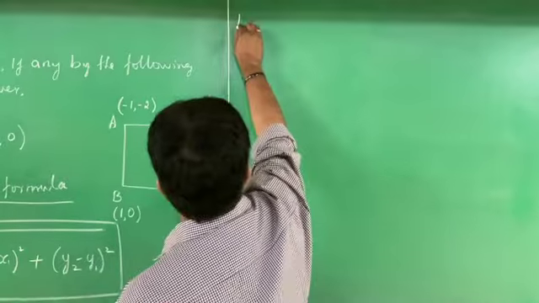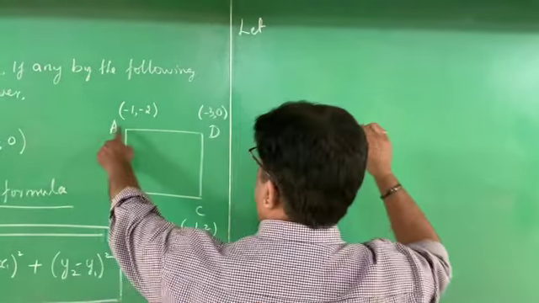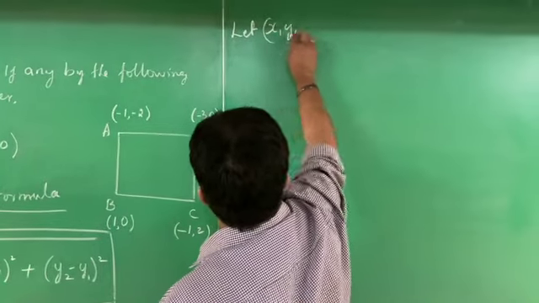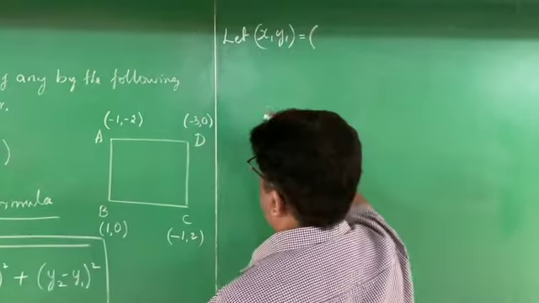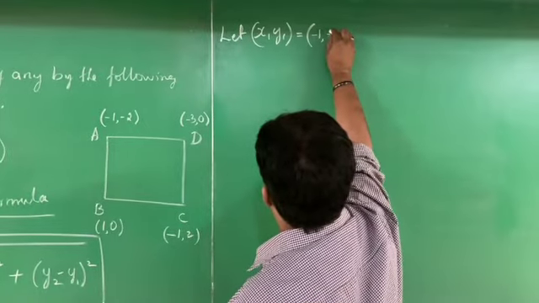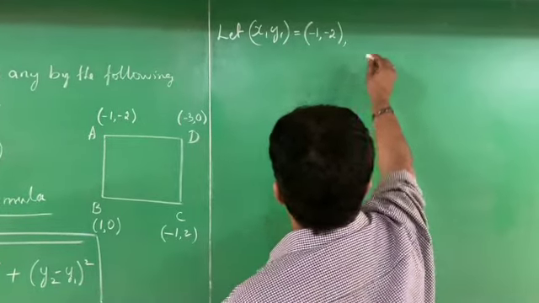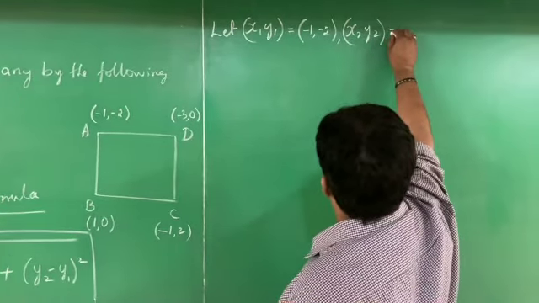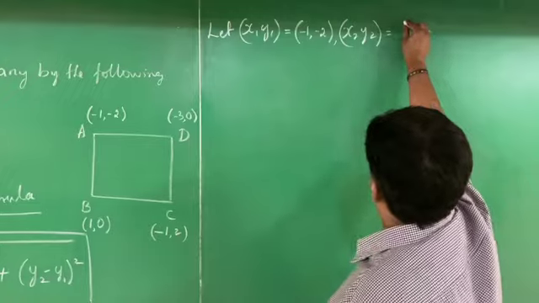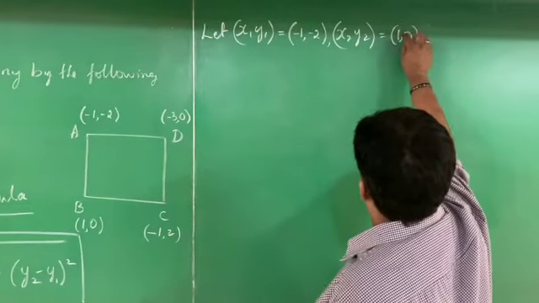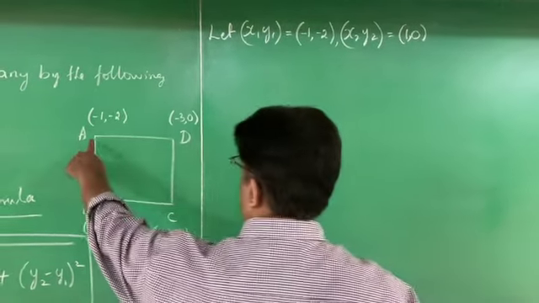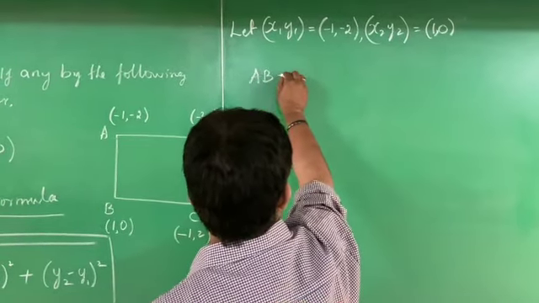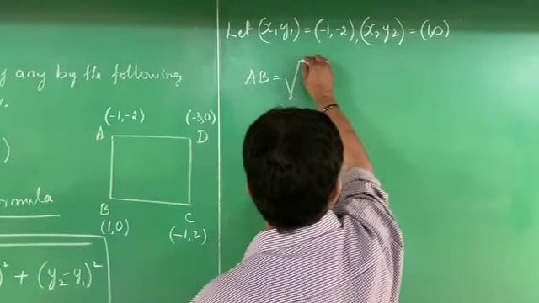See, first let me find the length of AB. Let x1, y1 is equal to -1, -2, and x2, y2 is equal to 1, 0. I am finding the length of AB, therefore I write AB only. I don't write D. I am applying the distance formula.